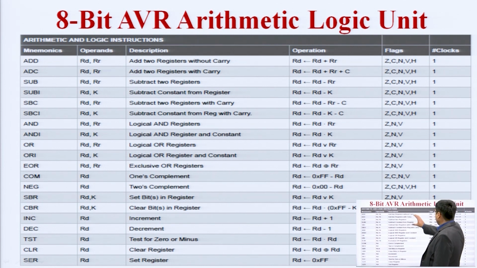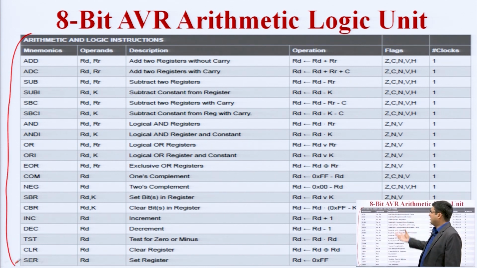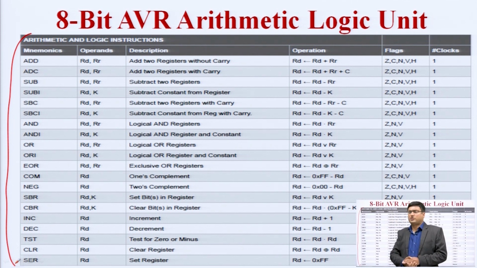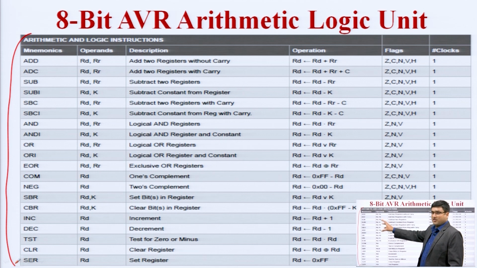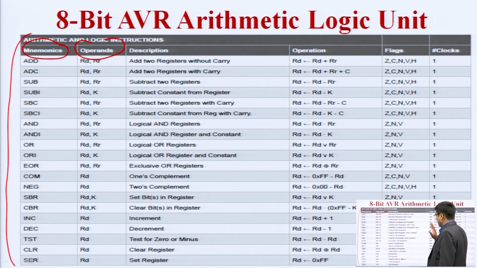There are some instructions available in the AVR microcontroller. In our syllabus, we have only the introduction to these instructions. We will not go into depth on each and every instruction. Here this table represents some important instructions of the AVR microcontroller. Important instructions means here you are seeing two terms, mnemonics and operands. Basically, there are two things in the microcontroller.